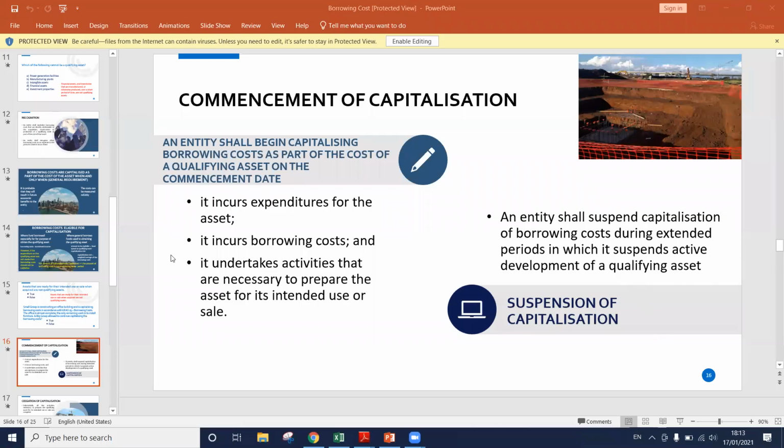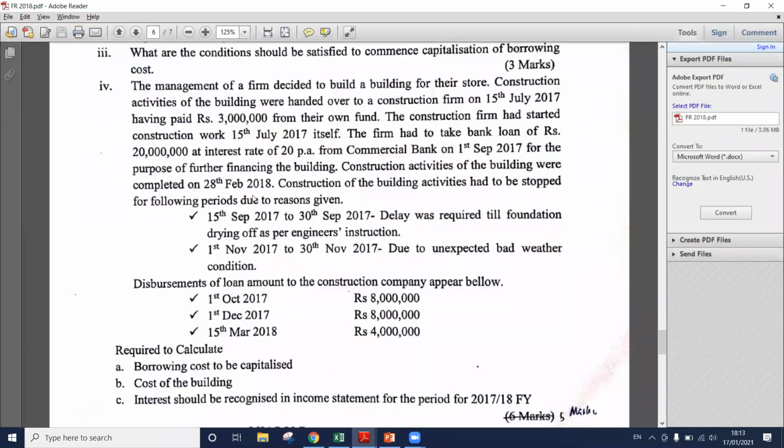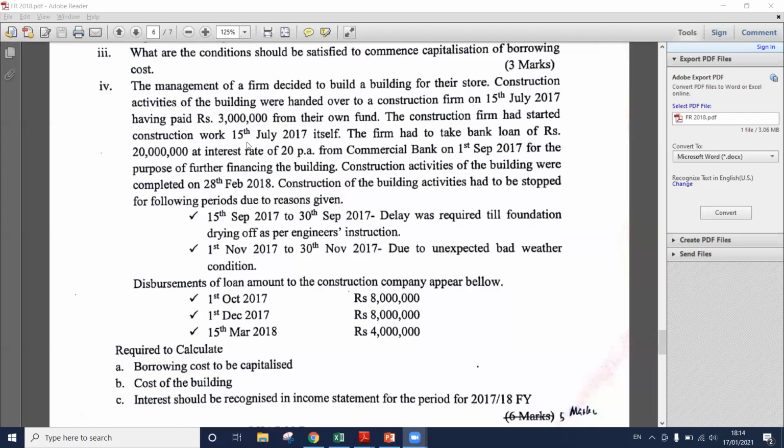And then in part 4 it has been tested as on calculations, right? Some informations have been given and we need to calculate the borrowing cost that need to be capitalized based on this information and the cost of the building. So the qualifying asset here is the building. So we need to calculate the cost of that and the interest should be recognized. So how can we work out this example or this question? Part 4. Part 4 වල මොනවද කියන්නේ?